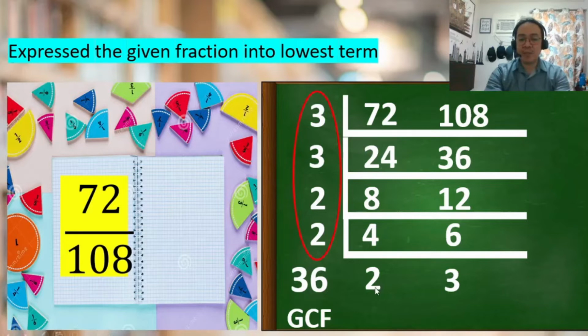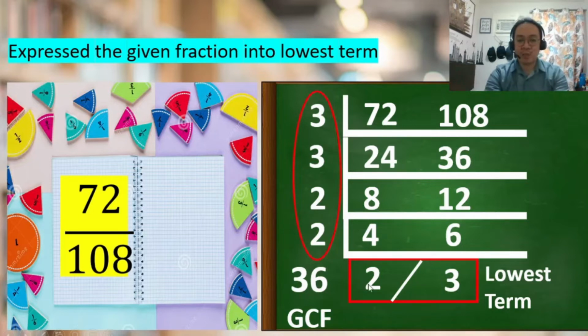And then, this number 2 and 3, this will be now your lowest term form. Okay. Siya na yung magiging lowest term form mo. Mas madali, di ba? Pero let's check if 2/3 is the lowest term of 72 and 108, by dividing by its GCF. So 72 divided by 36 is equal to 2. 108 divided by 36 is equal to 3. Therefore, 2/3 is the lowest term of 72 over 108.